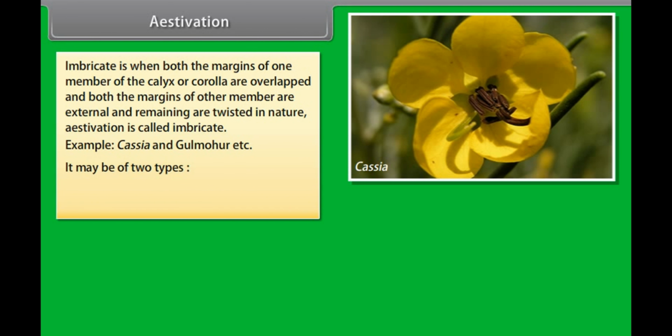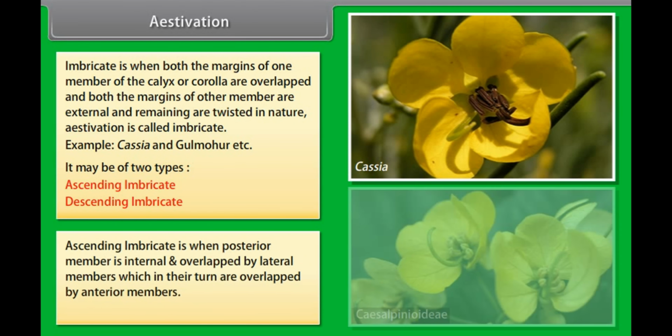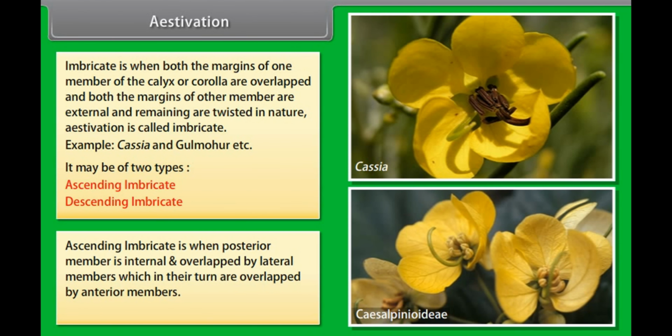It may be of 2 types: ascending imbricate, descending imbricate. Ascending imbricate is when posterior member is internal and overlapped by lateral members, which in their turn are overlapped by anterior members. Example, Cassia sophera.